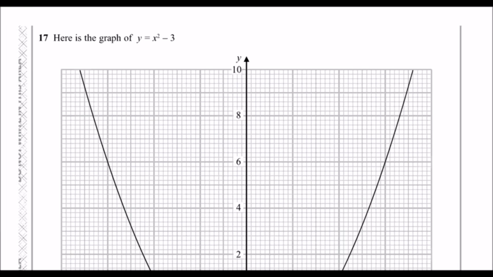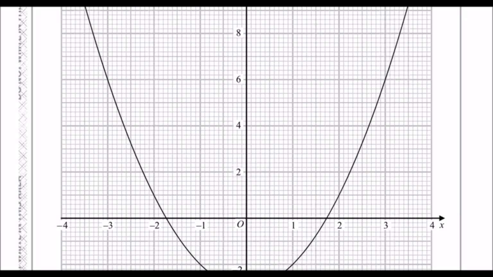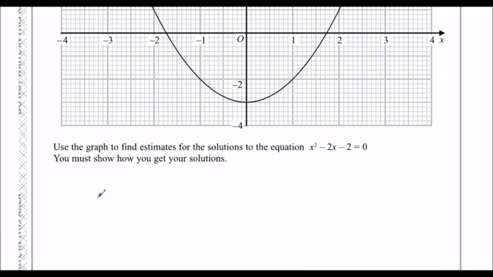Question 17. Here is the graph of y equals x squared minus 3. So we've got a graph drawn for us. Use the graph to find estimates for the solutions to the equation x squared minus 2x minus 2 equals 0. So we've got the graph of y equals x squared minus 3, and we need to find estimates to this different equation.